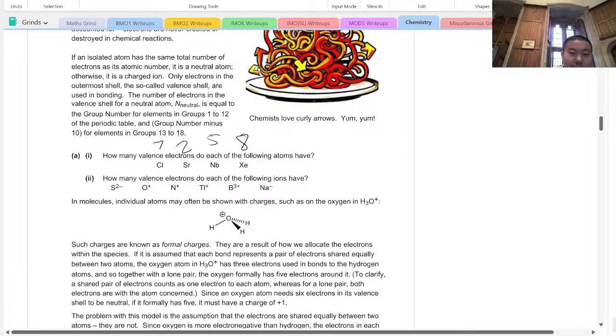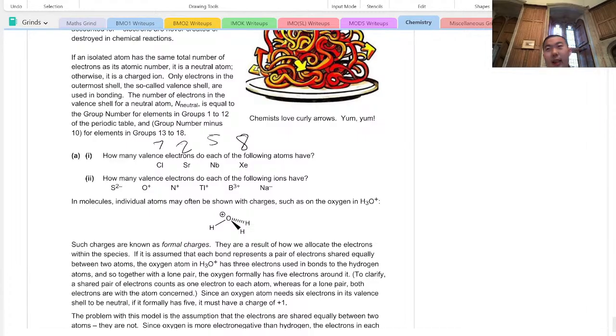Now, how many valence electrons do each of the following ions have? Now, this is where some people get confused, and where I get a bit confused. When it says 2 minus, you don't have 2 less electrons. You have 2 more electrons, because electrons have a negative charge. So sulfur normally has a valence of 6 electrons. 2 minus means there's 2 more electrons, so that means there's 8.